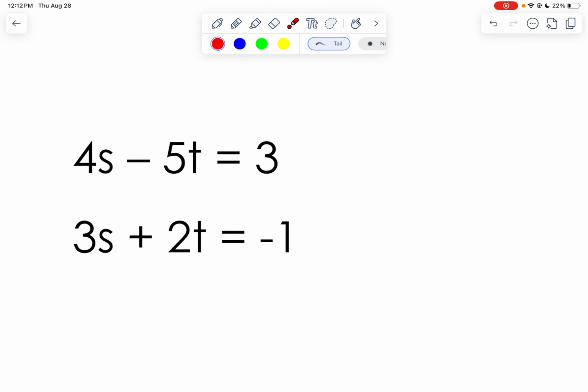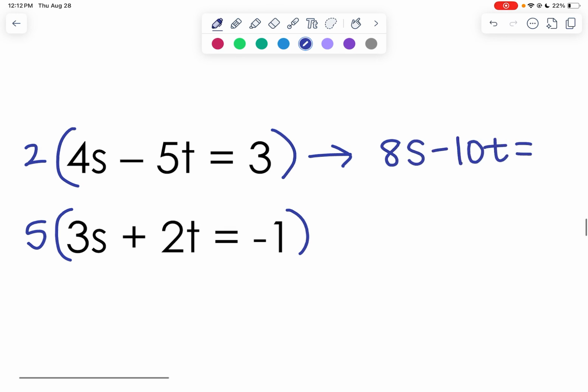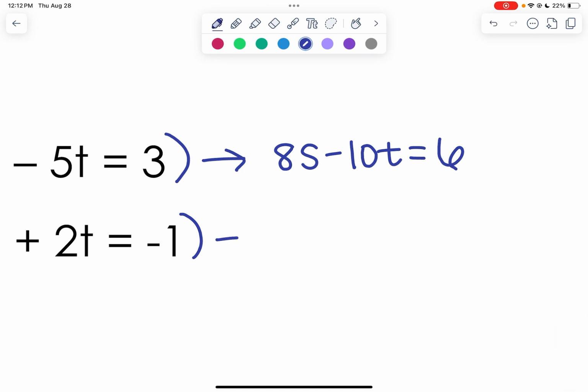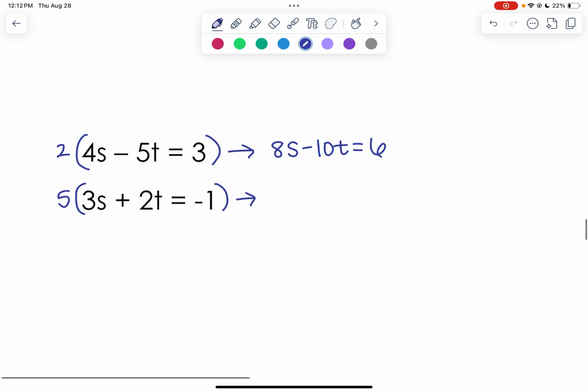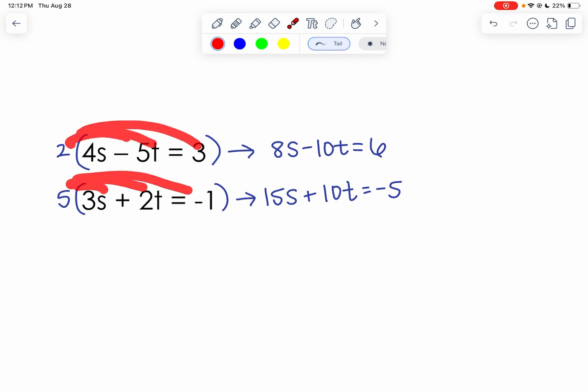My issue is that I don't have the right amount. I have 5 T's and I have 2 T's. So make the right amount. So I'm going to multiply this top one by a 2, and I'm going to multiply this bottom one by a 5. So in the top one, I get 8s minus 10t equals 6. And in the bottom one, I get 15s plus 10t equals -5. Remember that you're allowed to make however many you need to make for them to cancel out. You just have to distribute that to every single part.